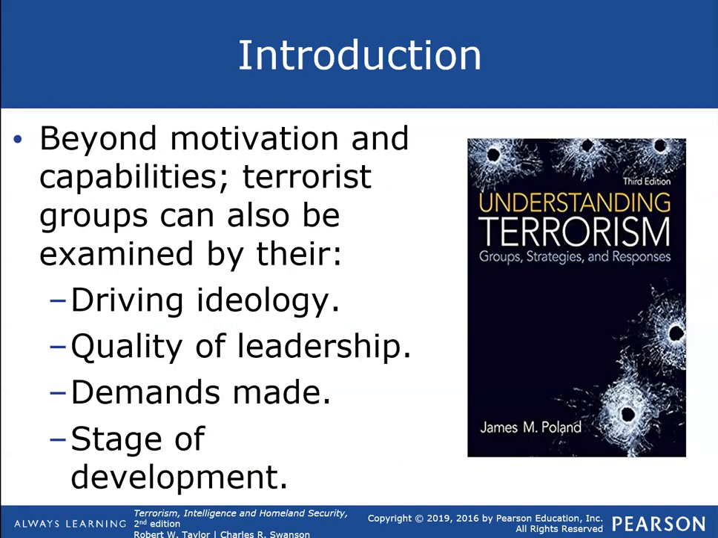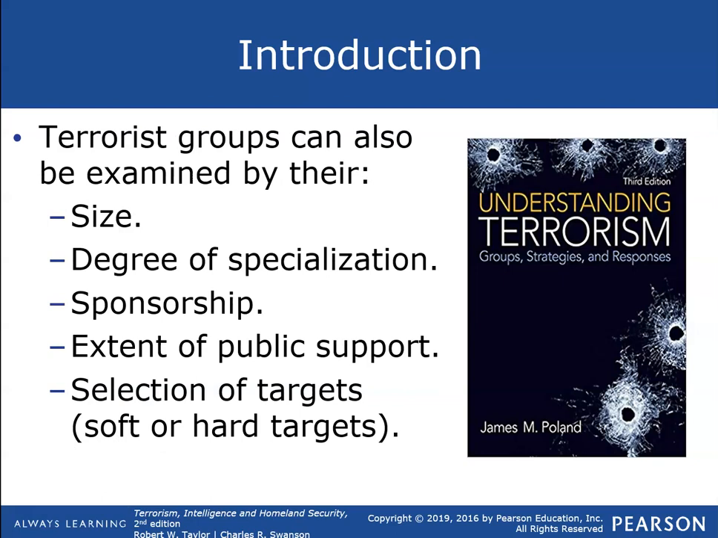Okay, so beyond motivation and capabilities, there are many other ways to look at terrorist organizations. Examples include their driving ideology, the quality of leadership, demands made, stage of development, size, degree of specialization, sponsorship, and the extent of public support. So again, this is beyond the motivation and capabilities. We can examine terrorist groups based on these different things that we just covered. Now, other factors can also be looked at.